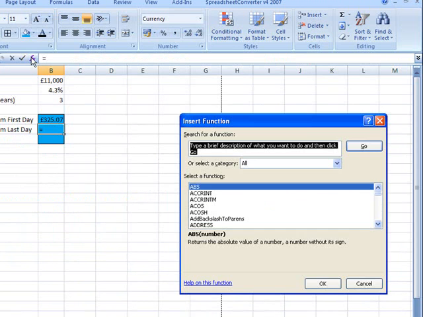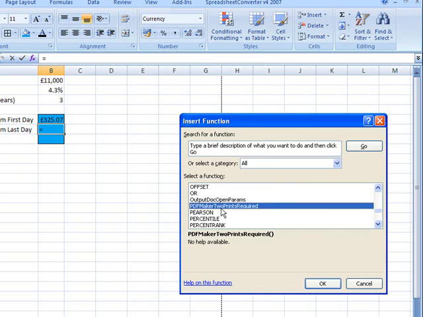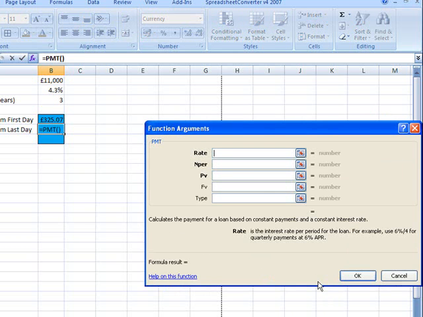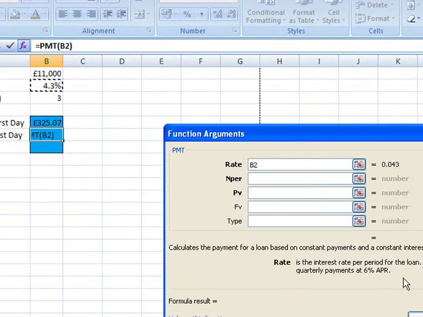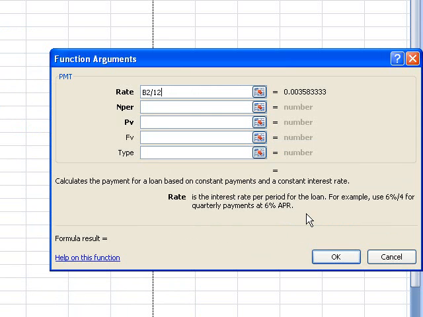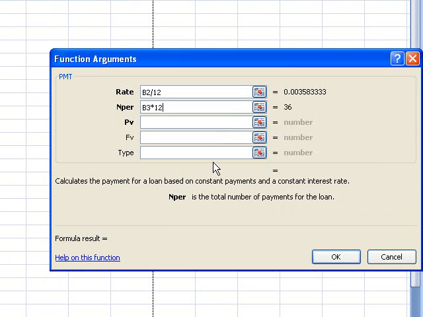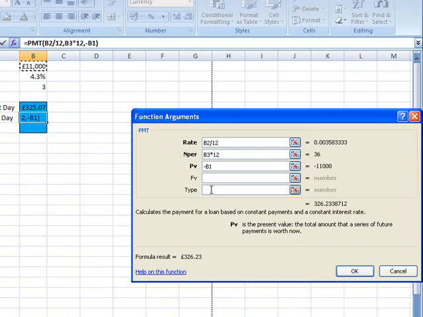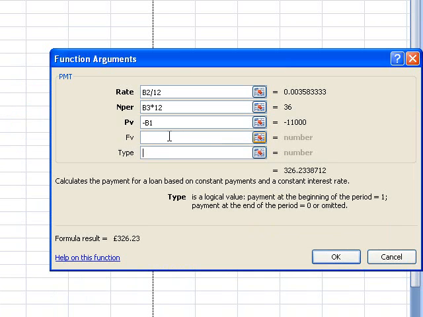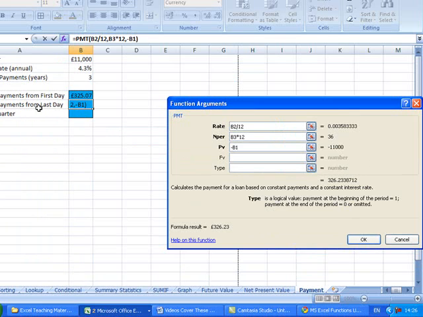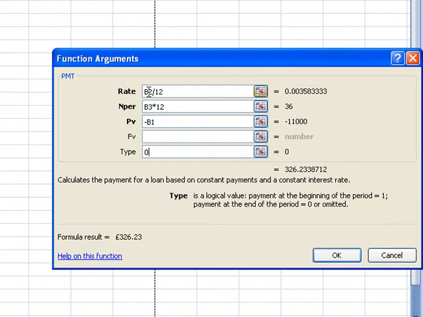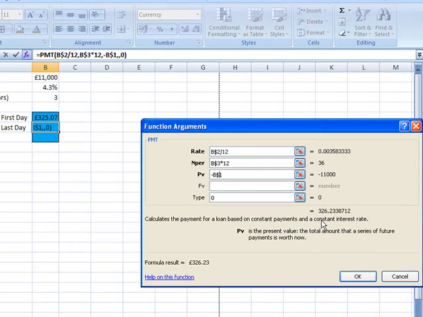Let's do it again for the next one more quickly. So B6, insert, look for PMT. That's a payment. OK. The rate is this. Again, divided by 12. The total number of payments is this. 3 years times 12. And the present value is minus, and it's B1. Don't put anything for FV, just leave that blank. The type this time is the end of the month, from the last day. So this time 0. Again, you're not finished. Put the dollars in here, here, and here. Then OK.